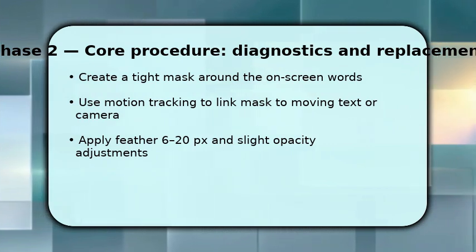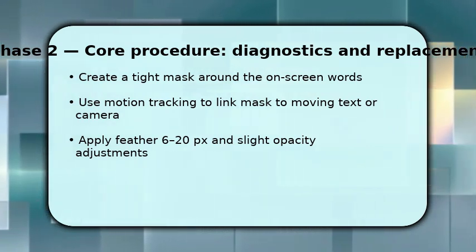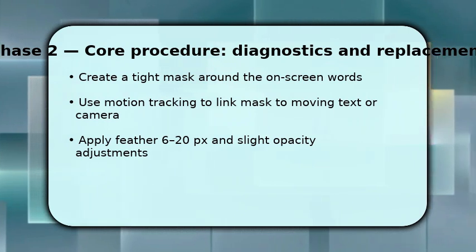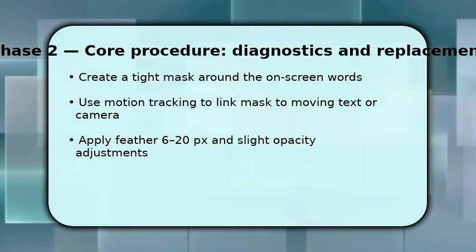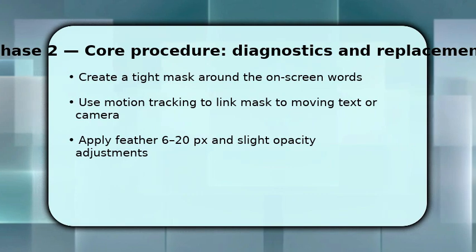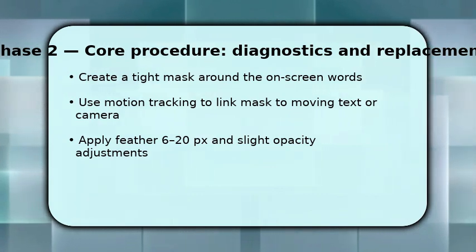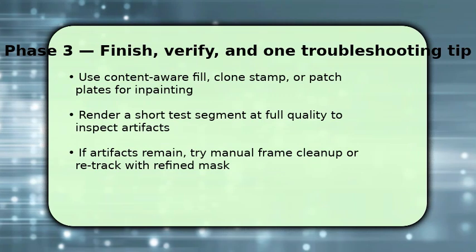After tracking, feather the mask moderately to blend edges and apply small opacity or color matching so the patched area reads naturally. If text crosses complex backgrounds, plan frame-by-frame fixes. Finish by replacing the masked region.